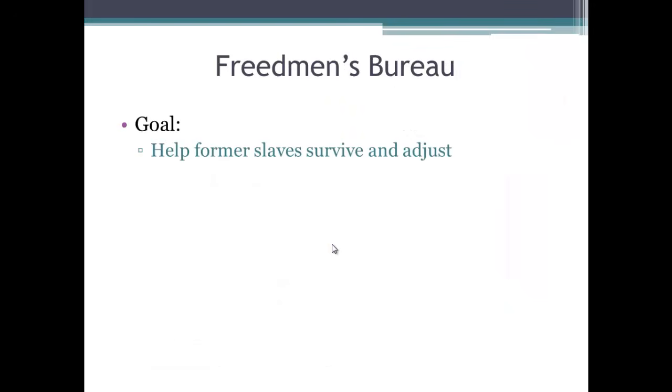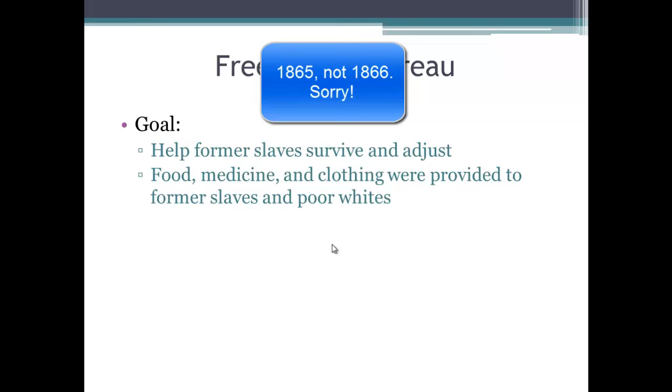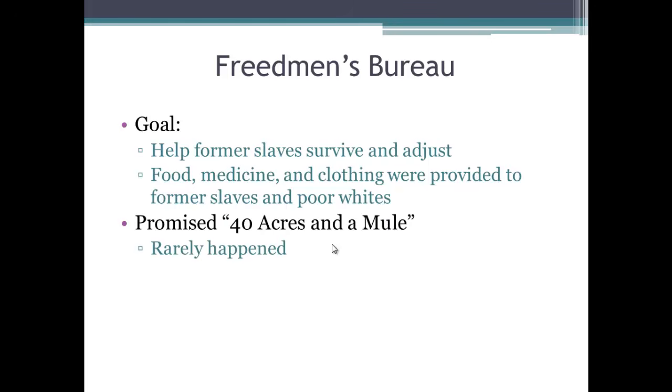Okay, the Freedmen's Bureau. It was established in 1866, and they wanted to help former slaves survive and adjust to their new life. They also provided food, medicine, and clothing to former slaves and poor whites. Many people were promised 40 acres and a mule, although this rarely happened.